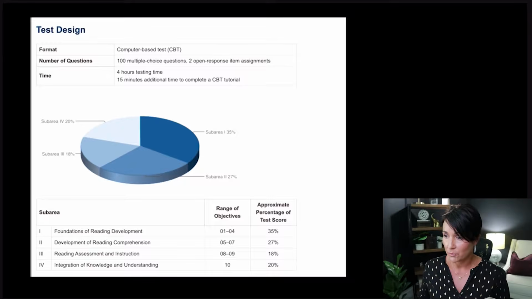So today we're going to go through the blueprint and the overall structure, but I'm also going to show you some ways in which you can break down test questions and answer them a little bit better than you would if you had not watched this video. So let's just take a look at the blueprint very quickly.